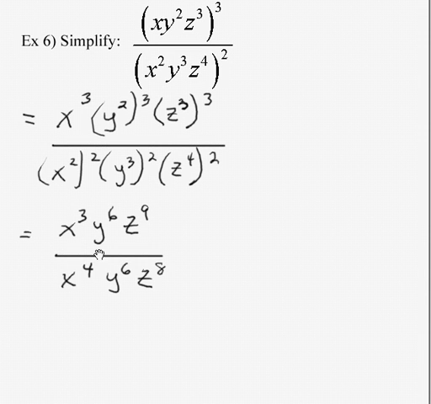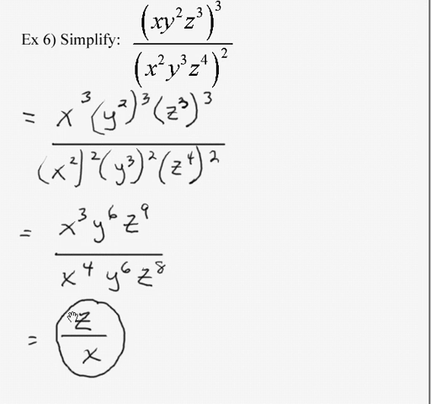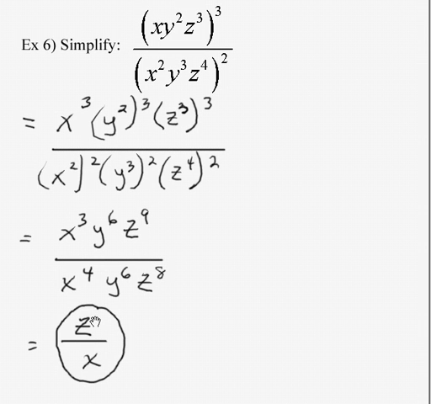Now, when we're dividing and the bases are the same, which they are, we keep the bases and subtract the exponents. So we have x to the 3rd over x to the 4th. That's going to give us an x to the 1st in the denominator. Y to the 6th divided by y to the 6th, anything divided by itself is 1, so I don't have any y's left. Z to the 9th divided by z to the 8th, I keep the z in the numerator because there are more z's in the numerator. 9 minus 8 is 1. So all of that simplifies to z to the 1st power over x to the 1st power.